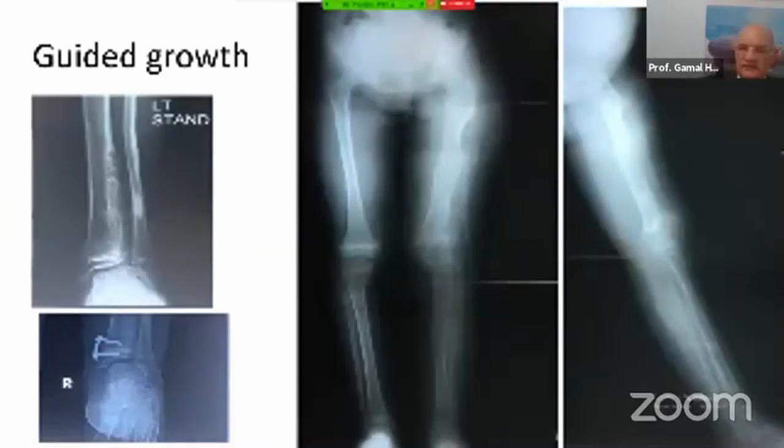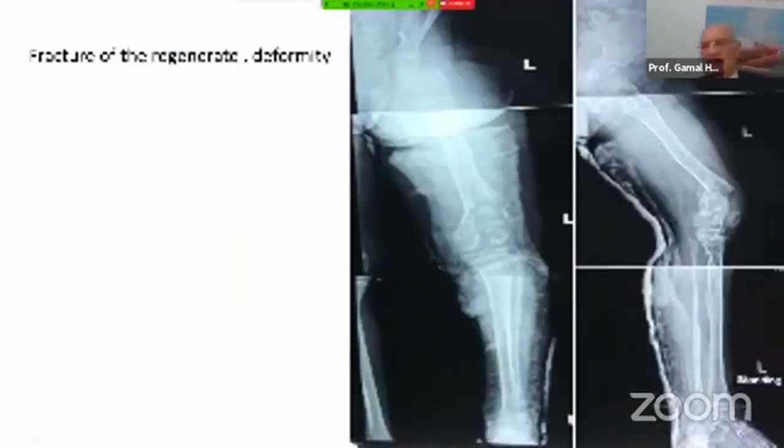Why not? Clinically, you have to judge the patient. You can use more than one method. Then we were planning to have another lengthening after 3 years to correct the residual mechanical axis, residual shortening. But the patient had a fracture of the regenerate with this deformity. So we decided to use this fracture as a closed corticotomy.